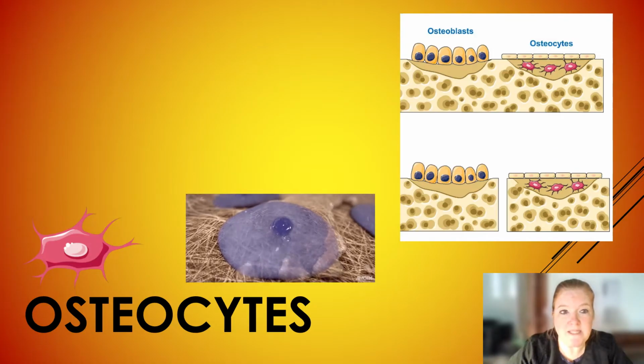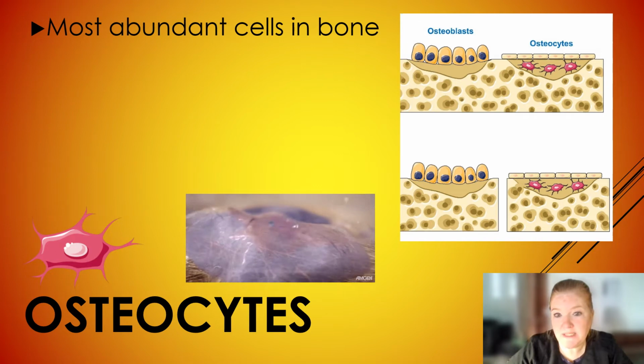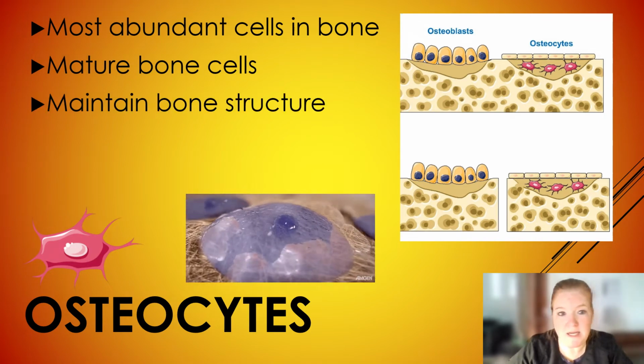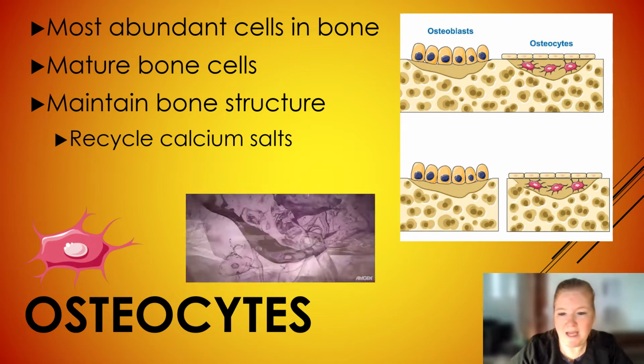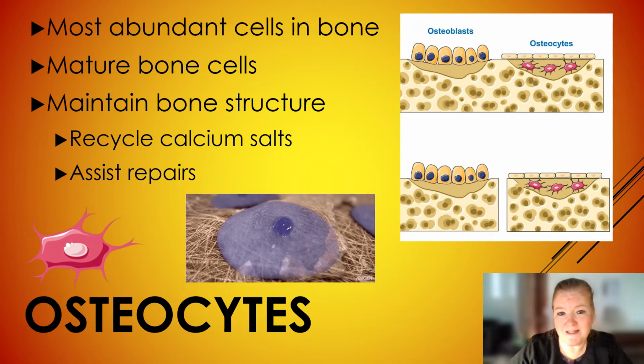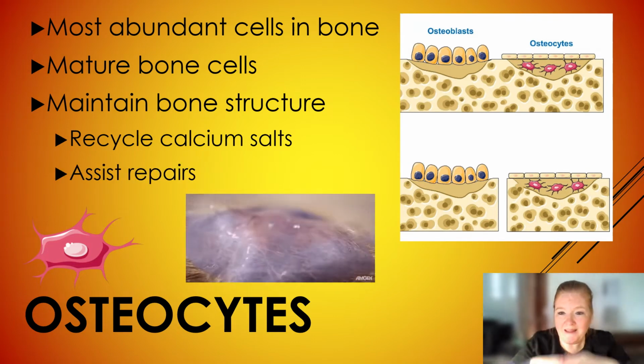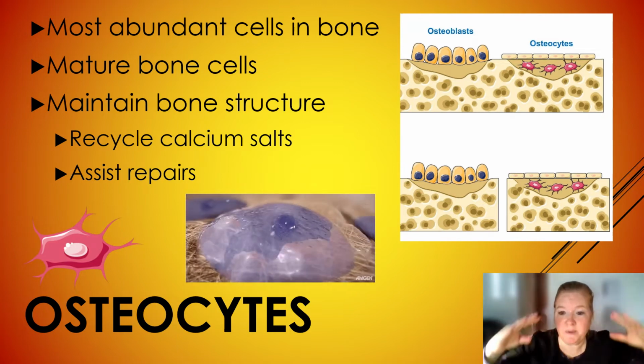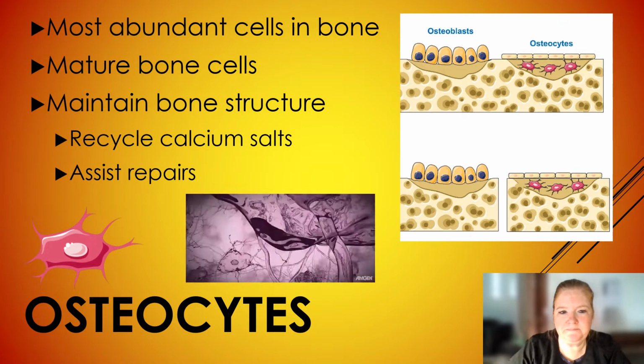So osteocytes, they're the most abundant cells in bone. They're mature bone cells. They maintain our bone structure, they help to recycle some calcium salts, they assist in repairs, and they kind of get buried beneath the layers of bone as bone continues to be formed.